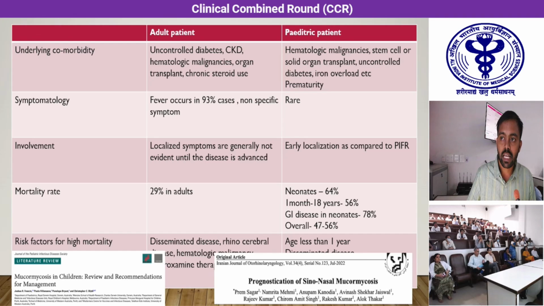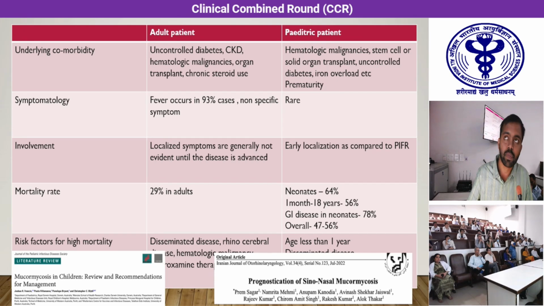There was a study done in our institute which prognosticated sino-nasal mucormycosis, published in 2022, as well as the study by Francis et al., titled mucormycosis in children, review and recommendations for management. There is a huge difference between adult and pediatric patients. In adult patients, uncontrolled diabetes was the most common underlying comorbid disorder, as well as chronic kidney disease, hematological malignancies, organ transplant, and chronic steroid use.